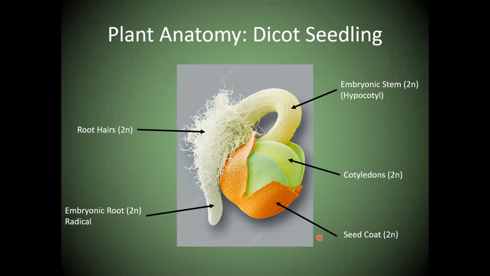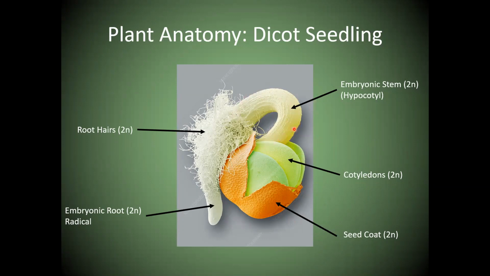Now let's talk about seed anatomy. Here you're looking at a dicot seedling. The external covering is the seed coat, and then this larger, two-halved part is the cotyledons. Cotyledons technically are the first leaves to emerge that also perform a storage function.